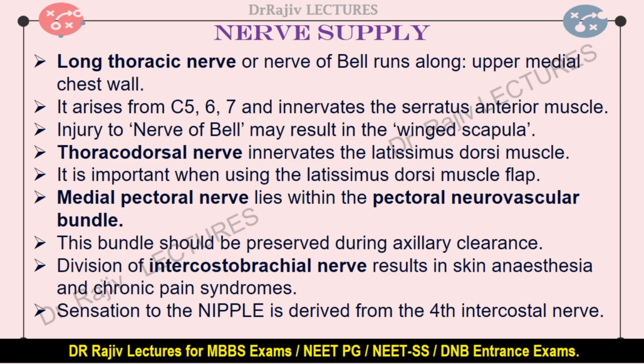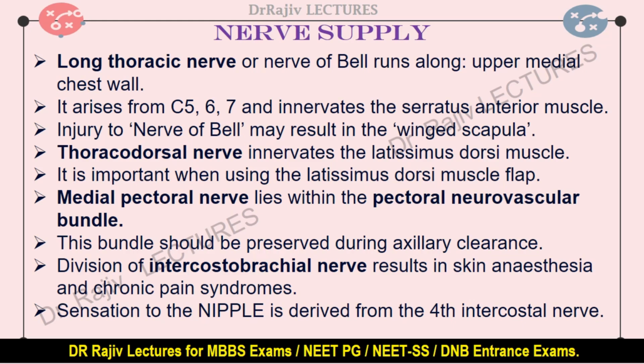The medial pectoral nerve originates from the medial cord of the brachial plexus. It innervates the pectoralis major muscle and lies within the pectoral neurovascular bundle around the lateral border of the pectoralis minor muscle. The pectoral neurovascular bundle is a useful surgical landmark. It indicates the position of the axillary vein, which is just superior and posterior to the bundle. This neurovascular bundle should be preserved during axillary lymphadenectomy.